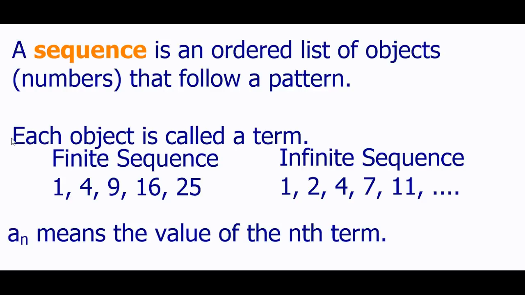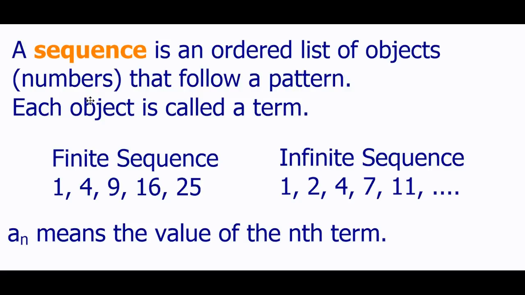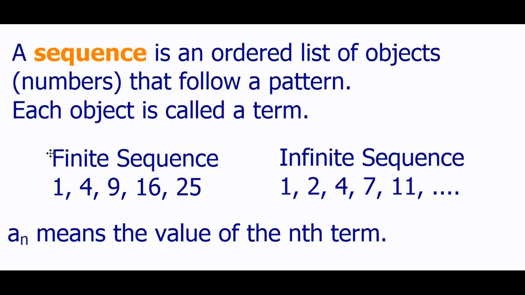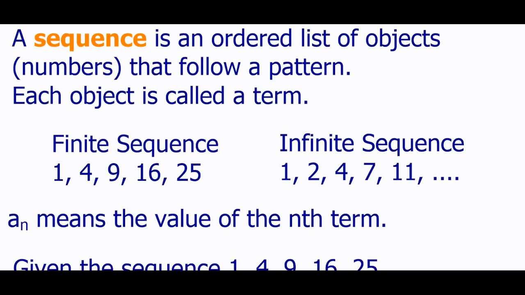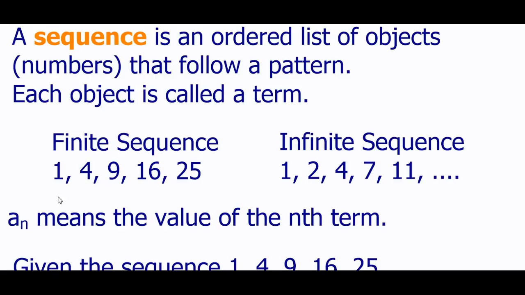Now, each object, by object, again, we mean number. Each number is called a term. So a term in a sequence is just a number in the sequence. With sequences, we have two different types. We have a finite sequence, which simply means that it ends. Like this one here, I have 1, 4, 9, 16, 25. The pattern here is that these are all perfect squares.